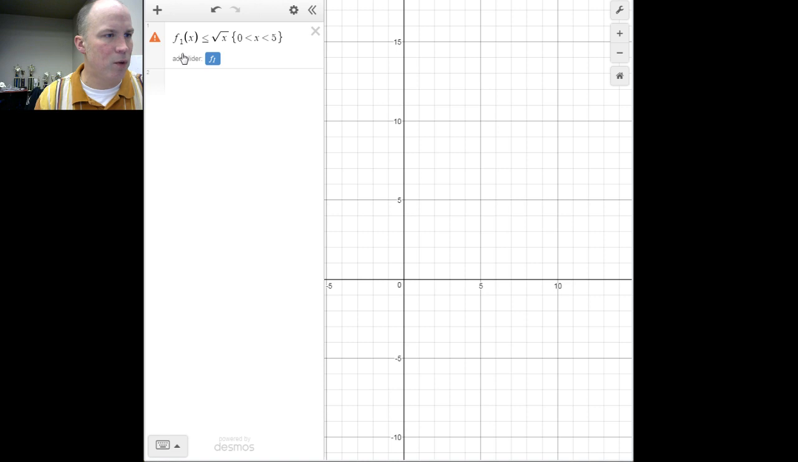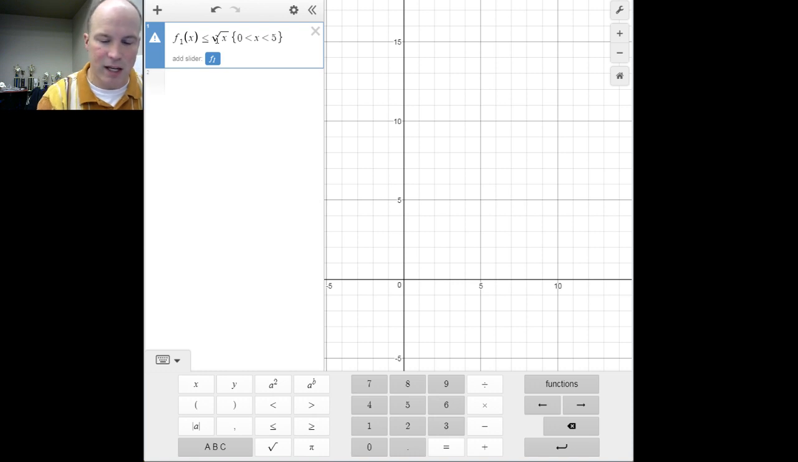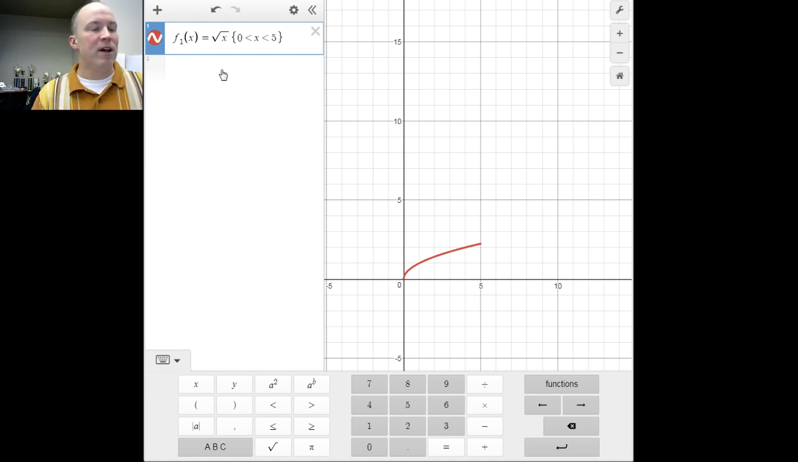That did not do what I wanted it to. Let me see. Oh, that's right. If you're going to be doing this technique on the f of x part, you can't use less than. You need to use equal. Here we go. Equals. There we go. So we have f1 of x equals square root of x in between 0 and 5. Now I want to shade in between 0 and that graph like I did before.